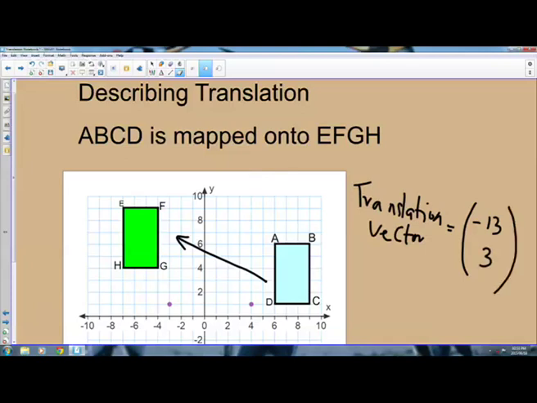It's negative 13 because you are moving towards the left hand side. And when you move towards the left hand side, the value there becomes negative. And then when you move up, it's positive. So the translation vector is negative 13, 3.